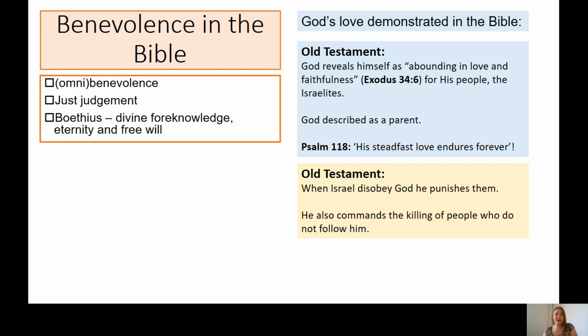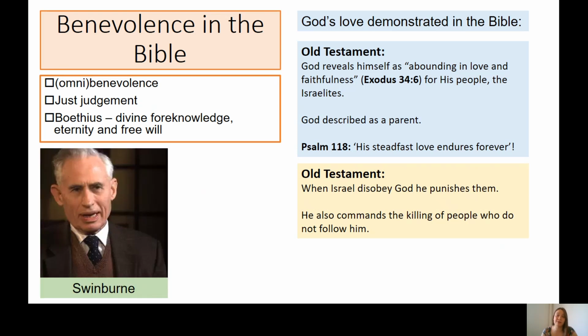But in the Old Testament, we also have this other side to God, that God also appears as a jealous God, a God of wrath and anger, and will in some places command the Israelites to kill people who don't choose to follow him. And also God punishes the Israelite people whenever they disobey him. So it's a complicated picture of a loving God, because we get these two sides, and there are parts where actually you say, well, that God seems to not be loving, and actually to be the opposite of that.